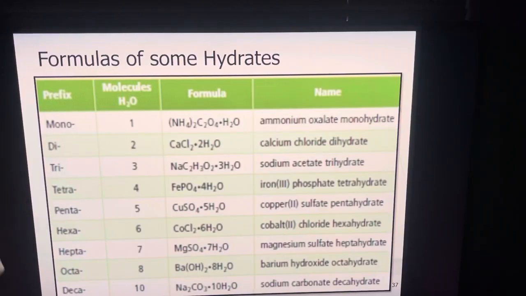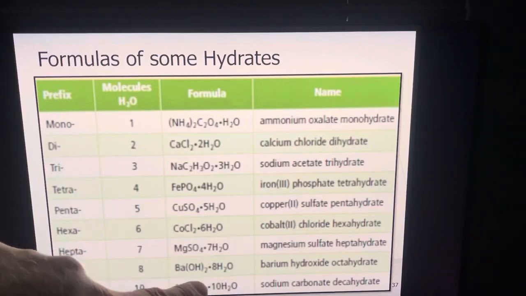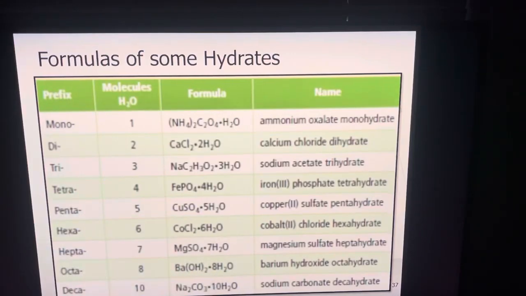So, it's just like when naming covalent compounds. You've got mono, di, tri, tetra, penta, hexa, hepta, octa, deca. And for some reason they skipped nona, but it's in there for 9. And so you've got dihydrate, trihydrate, heptahydrate, octahydrate. Okay?